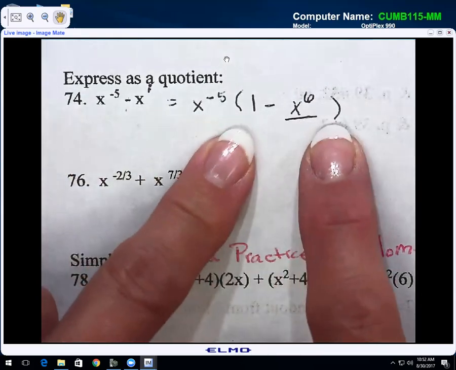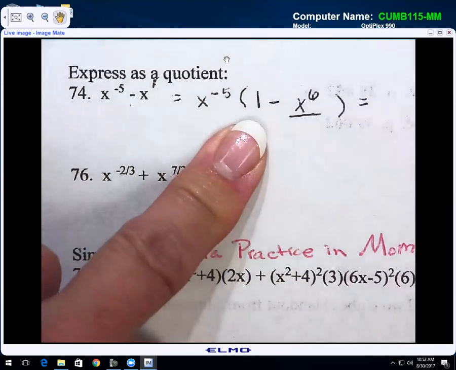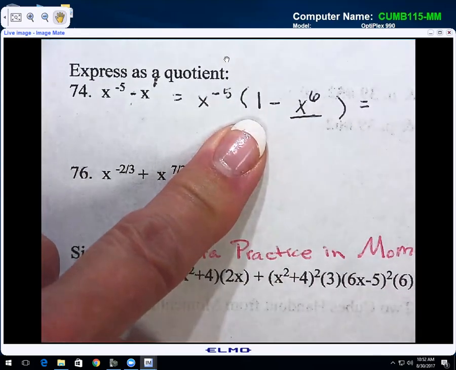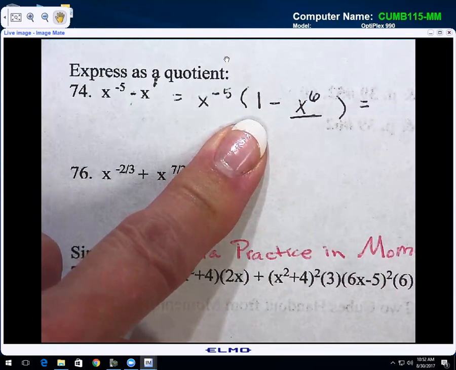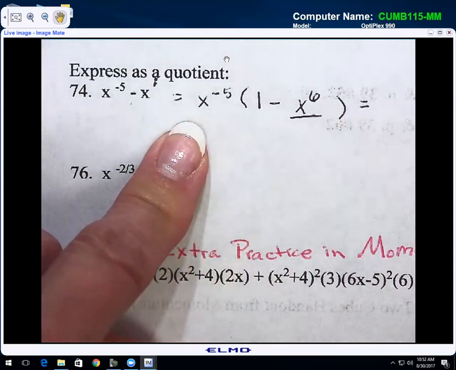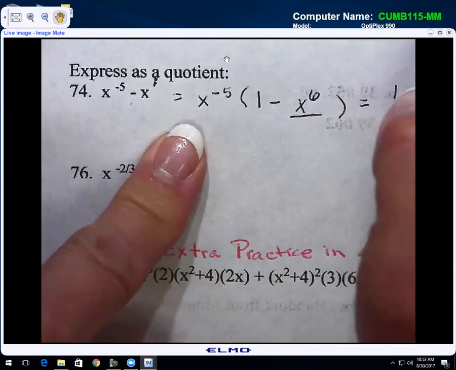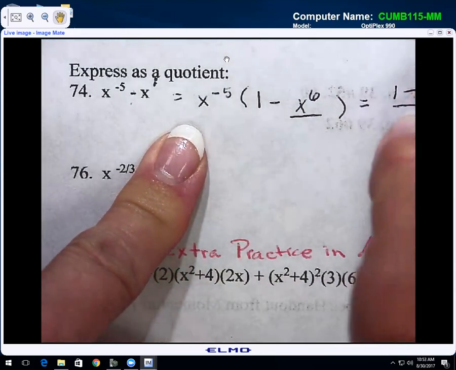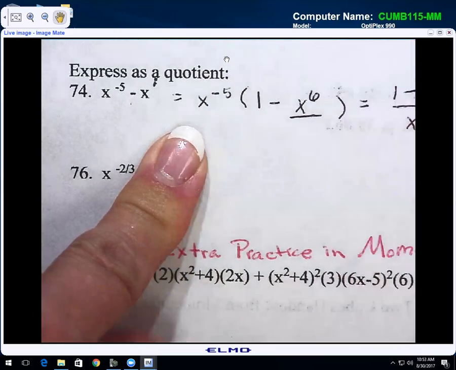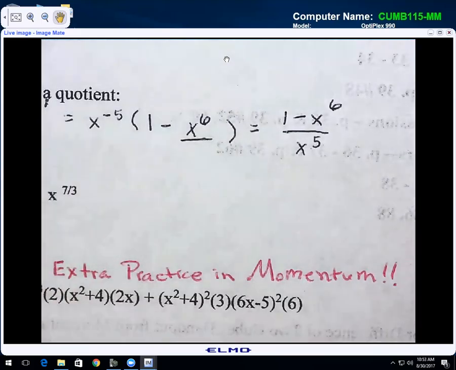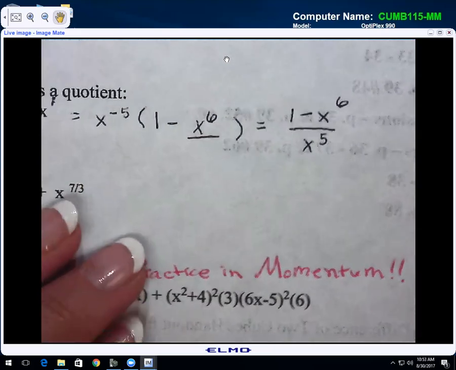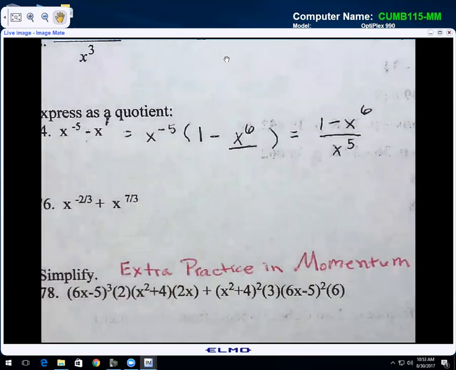We still don't have a quotient. How can I write that as a quotient? One more step. What about that x to the negative exponent? What could I do with it? Minus x to the 6 over, over x to the 5. Beautiful. That's my quotient. And I can work backwards from here to here, just like I did in number 70 and 72. I could break that into 2 fractions, simplify each fraction, and that's exactly what I would start with.